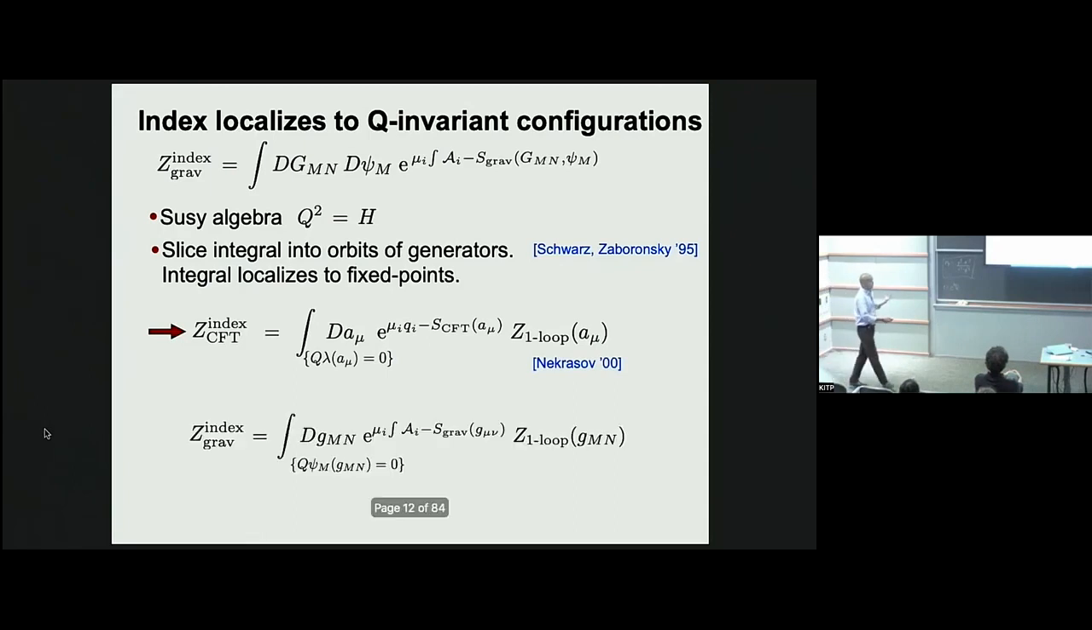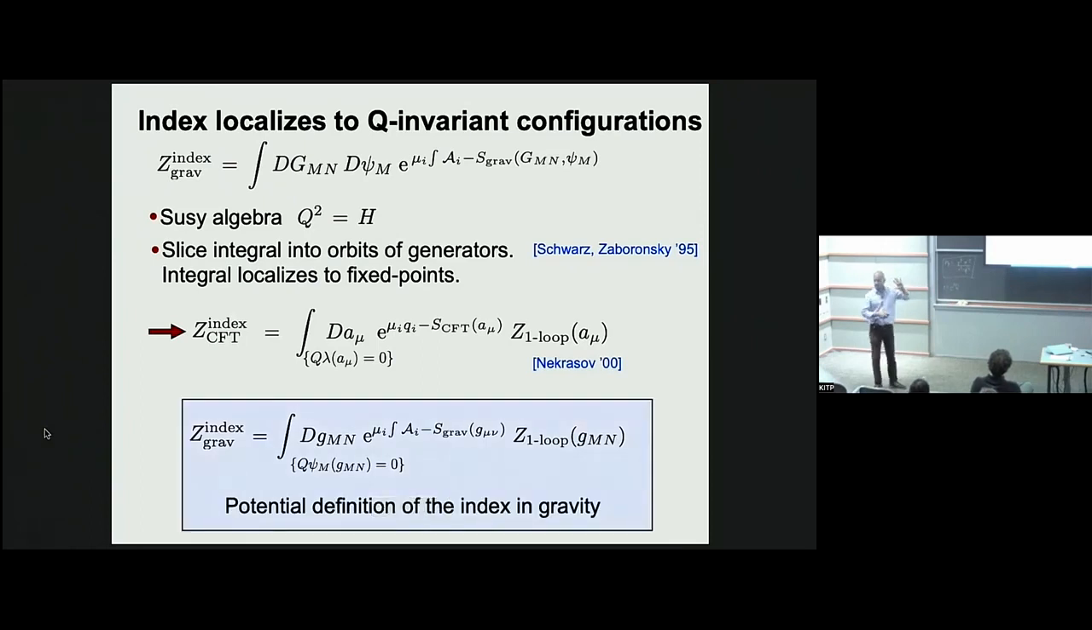Now you can follow your nose and try to do the same thing with gravity, and you'll get something like this. You'll get an integral over the space of solutions of fixed points of the gravitino variations, and then you have some gravitational action which you have to evaluate there and calculate some one-loop determinants. Now this is also not yet a definition because there are lots of problems, which I'm going to tell you about. But already this is a much smaller integral, and I want to think of this as a potential definition of the index. Just start with the localized path integral, try to make sense of it, and take that as a definition.